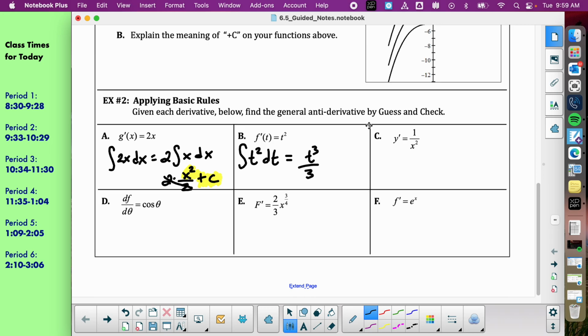Oh, nice. There we go. I was about to mark you wrong. As long as you have a variable written to a power, you can integrate it.